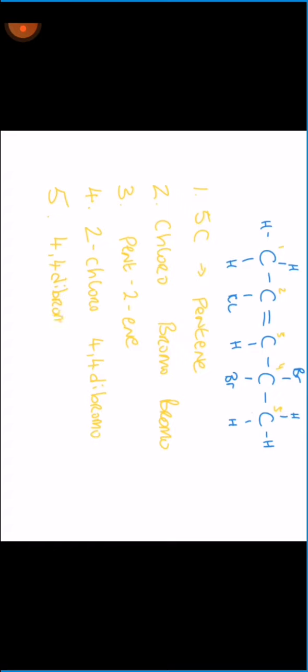4,4-dibromo because bromo comes before chloro in the alphabet. So 4,4-dibromo-2-chloro-pent-2-ene. And that is your structure now named. So let's look at another example now of how to name a molecule given its structure.